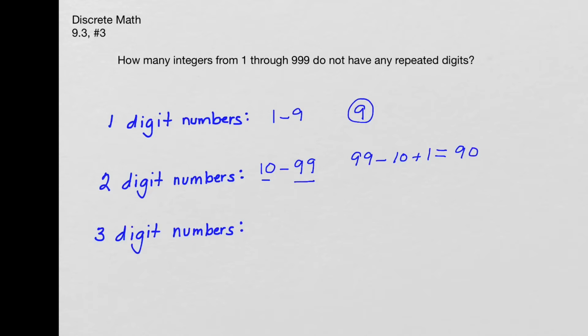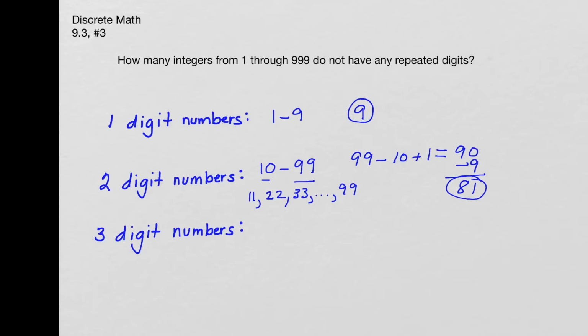But we need to remove some of those. We need to remove 11, 22, 33, and so on up through 99. So there are 9 of those. Let's take out those 9, and that leaves us with 81 two-digit numbers with no repeated digits.